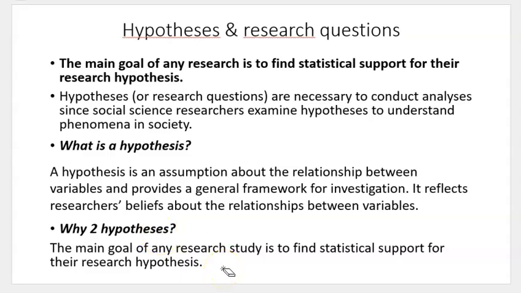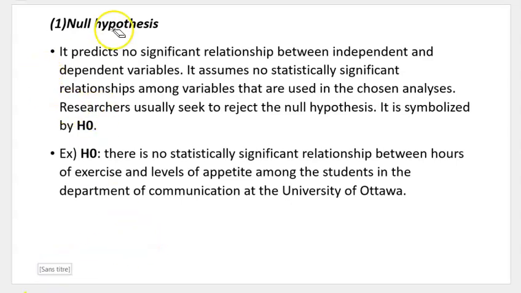So if the analysis result says there is no difference, you will accept your null hypothesis. That means there is no difference. And if you find that there is effectively a difference, you reject the null hypothesis. That means that there is a difference between the two groups. Let's see more details. The null hypothesis predicts no significant relationship between the independent and dependent variables.